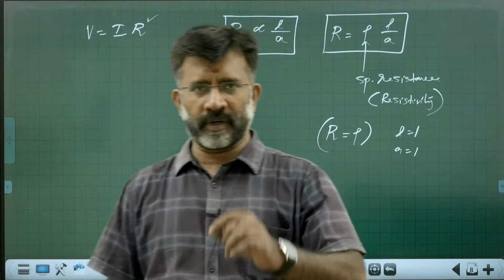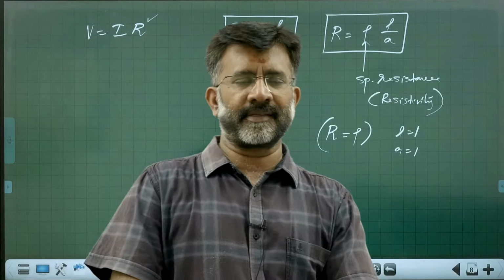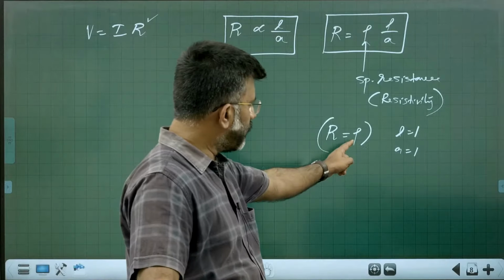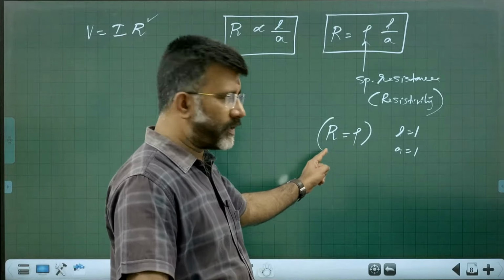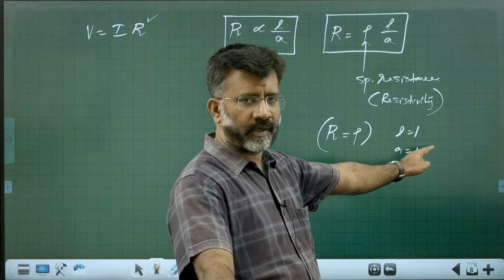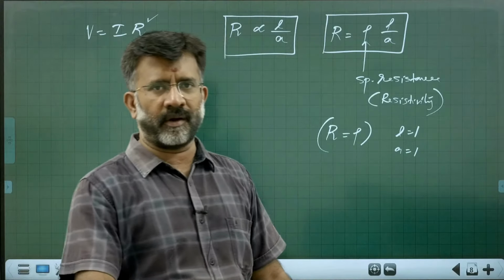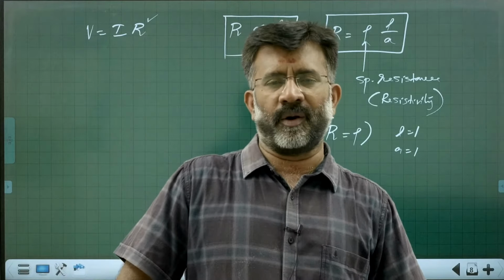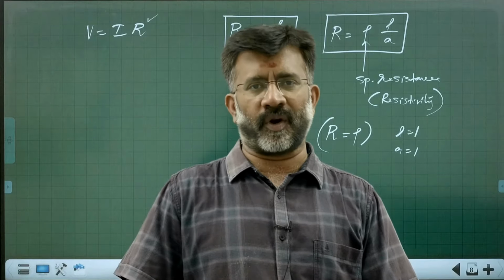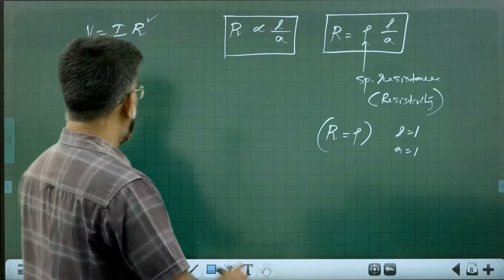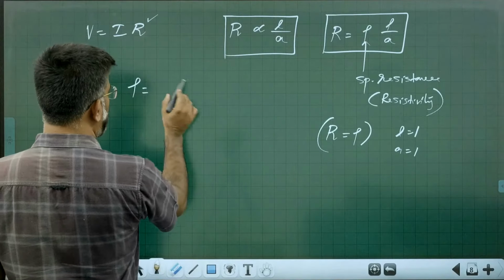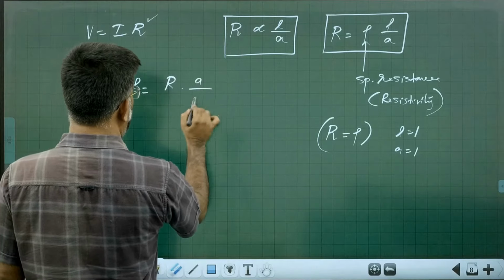So rho, resistivity, is the resistance offered by a conductor of unit length and unit area of cross section, or in case of electrolytes, unit volume. And moreover, rho is equal to R into A by L.